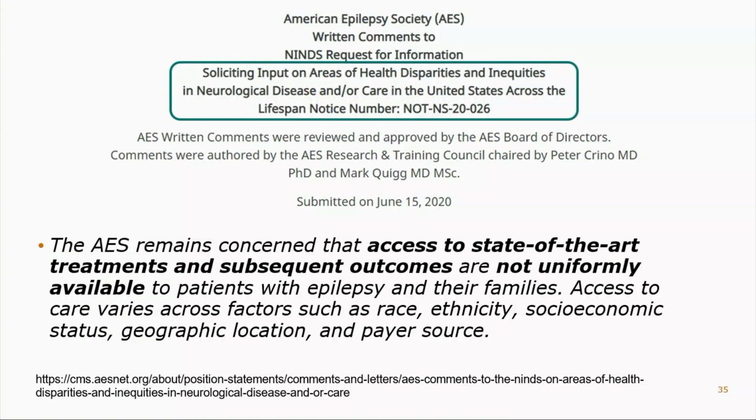These were written comments to the NINDS request for information on input on health disparities. And at the bottom in italics is what the AES said, that they remain concerned that access to state-of-the-art treatments and subsequent outcomes are not uniformly available to patients with epilepsy and their families, particularly variable access based on race, ethnicity, et cetera.